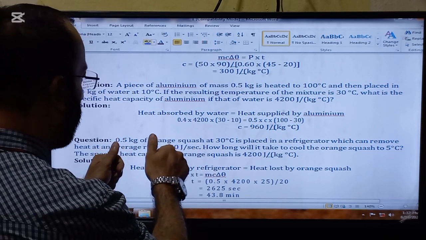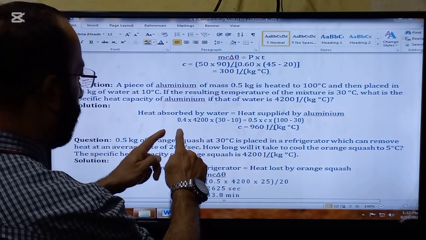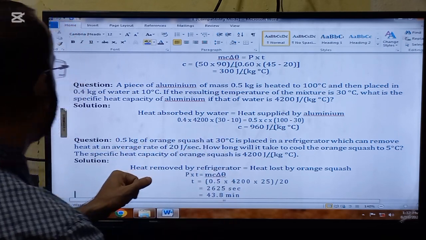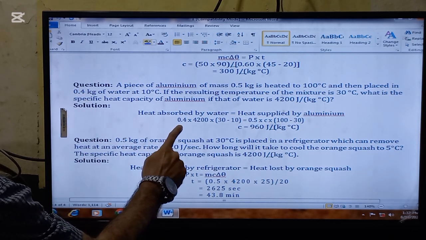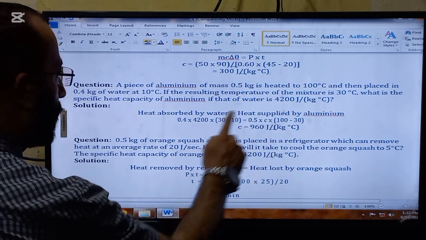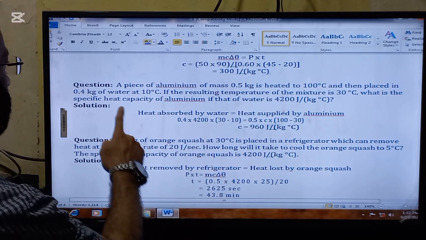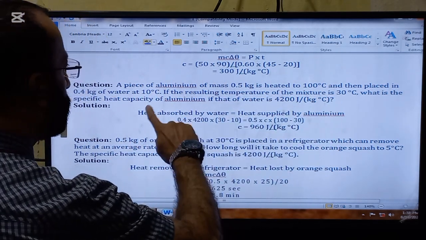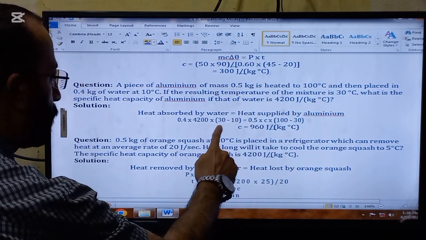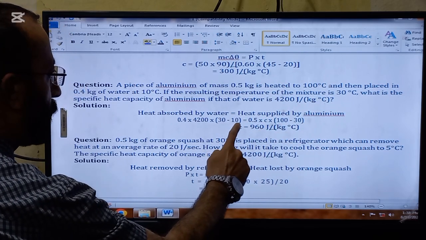Okay, for the water, heat absorbed by water, formula is mcΔθ. So m for the water is 0.4, c is 4200, and the initial temperature of the water was 10 and the final temperature was 30 degrees. So change in temperature was 20. So 20 will be placed in place of Δθ.